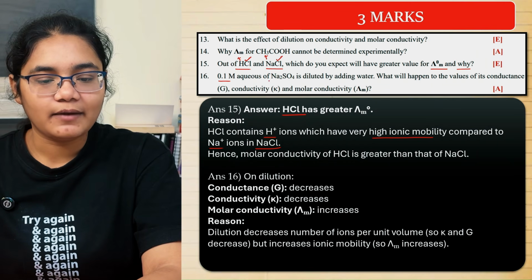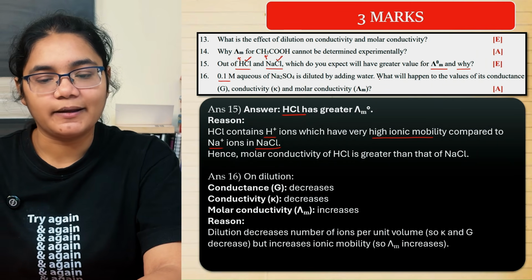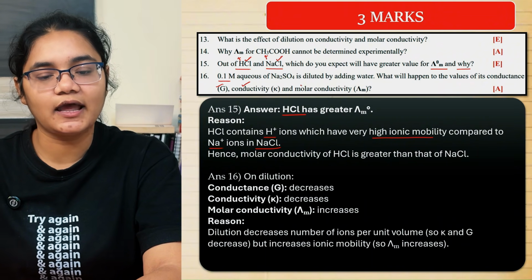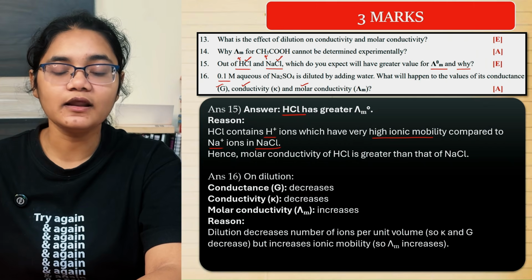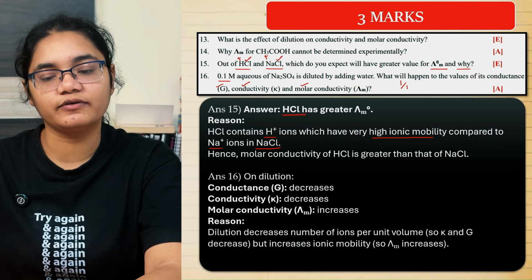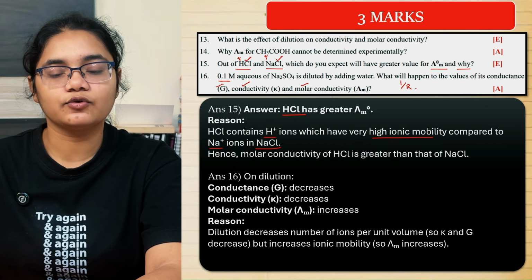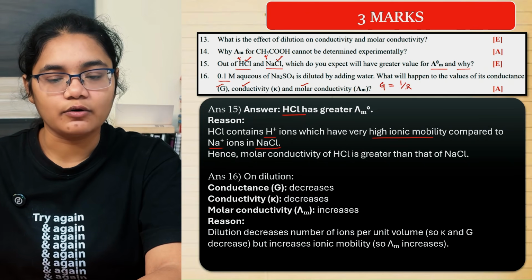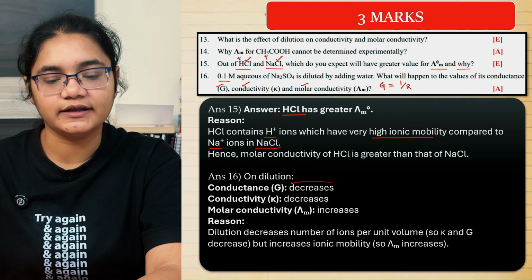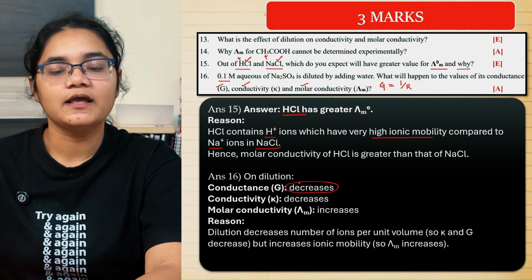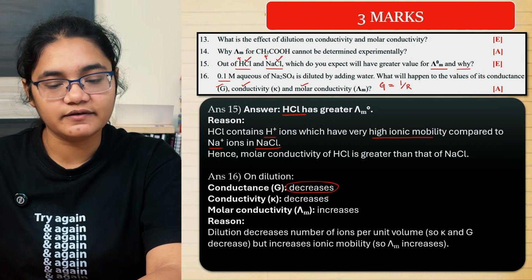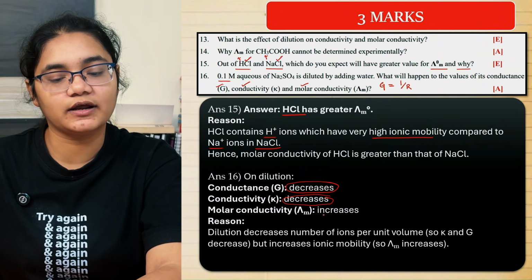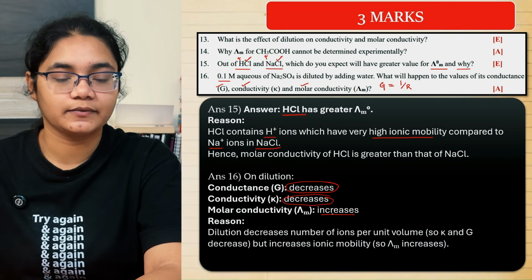Next point, 1 M aqueous Na2SO4 is diluted by adding water. What will happen to the value of its conductance, conductivity and molar conductivity? Now see, conductance is the inverse of resistance, right? So conductance is equal to 1 by R. So now the conductance value will actually decrease here. Next, the conductivity value will also decrease, as we have seen, because the number of ions per unit volume decreases, and molar conductivity will increase. Clear?